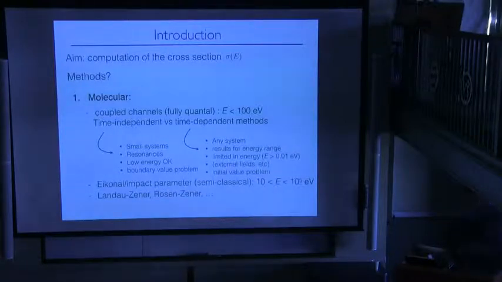For example, it's not very much of a concern in this case, but it's still nice to be able to do that. You also have eikonal methods, which are semi-classical methods, so you still use the potential energy curves, but the motion of the nuclei is treated classically. These are valid in this type of energy range. It's approximate, and depends on the system. And these are much, much faster, of course, to use. And then you have the Landau-Zener and Rosen-Zener methods, which use properties of the potential energy curves to compute the cross-sections easily.